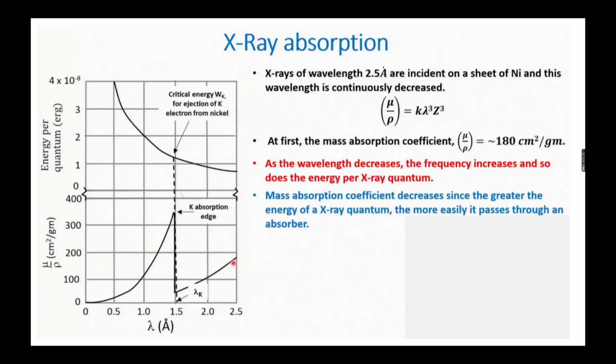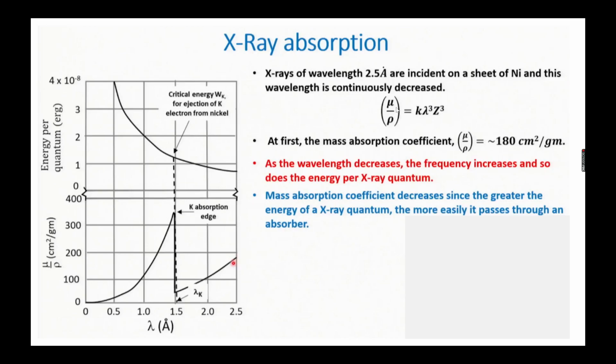If you see in the lecture why this K absorption edge occurs, it will help you better understand what exactly the K absorption edge is, what it represents, and how it affects other factors. But for this question, the formula for the mass absorption coefficient is usually given by K lambda cube into Z cube. Here K is a constant, lambda is the wavelength, and Z is the atomic number. So this is the mass absorption coefficient.